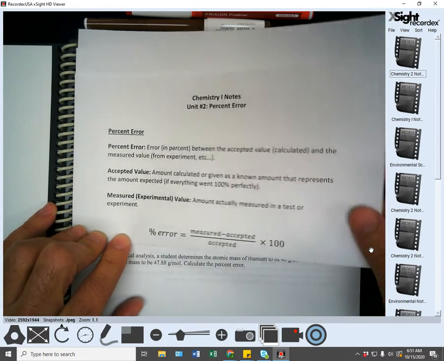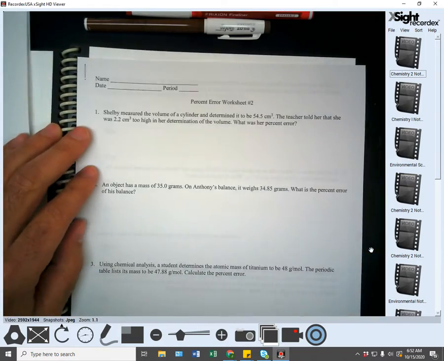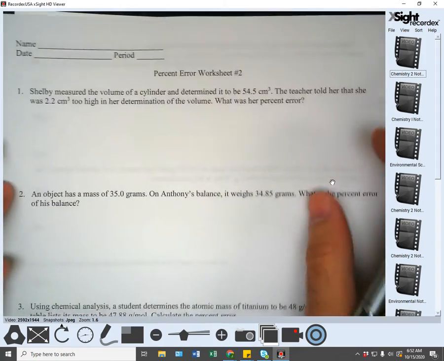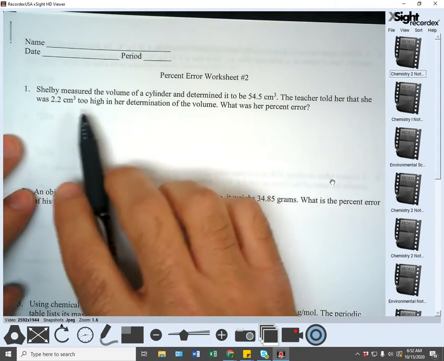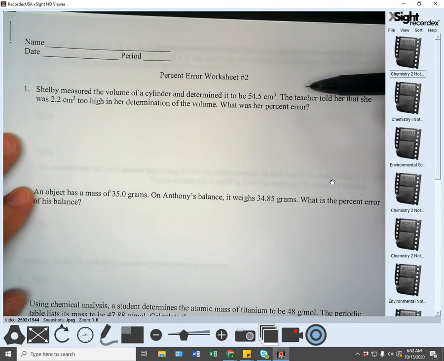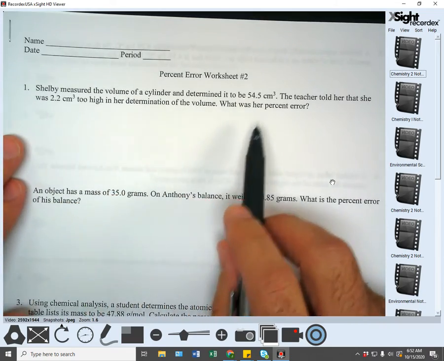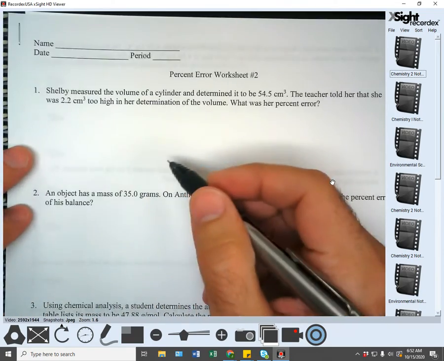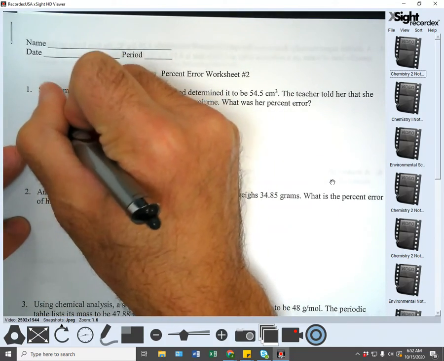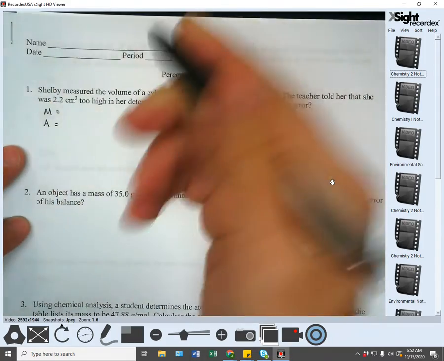All right, so I'm going to walk through the same two problems that I walked through in class, the first two from the homework. So the first one: Shelby measured the volume of a cylinder and determined it to be 54.5 centimeters cubed. The teacher told her that she was 2.2 centimeters cubed too high in her determination of the volume. What was her percent error? So first, I'm going to organize by putting down my measured and accepted variables. I know I'm looking for percent error.